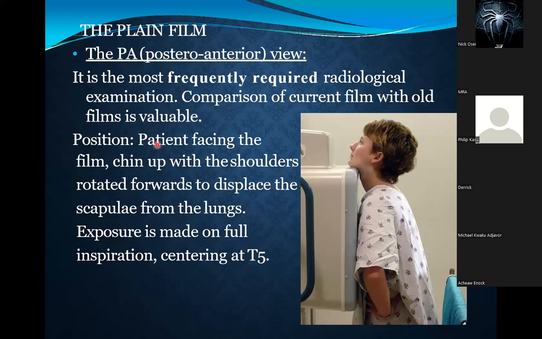So the way we do it is that we let the patient face the film. The chin is up so you can see it forward. They let them put their hands by the waist, then they move their elbows forward, and that is rotating the arms forward. What happens when you do that is that it causes the scapula to move. The scapula, we know, covers much of the back. It will move laterally so that there'll be more space for the ribs and therefore the lung parenchyma to show. I hope you understand that.